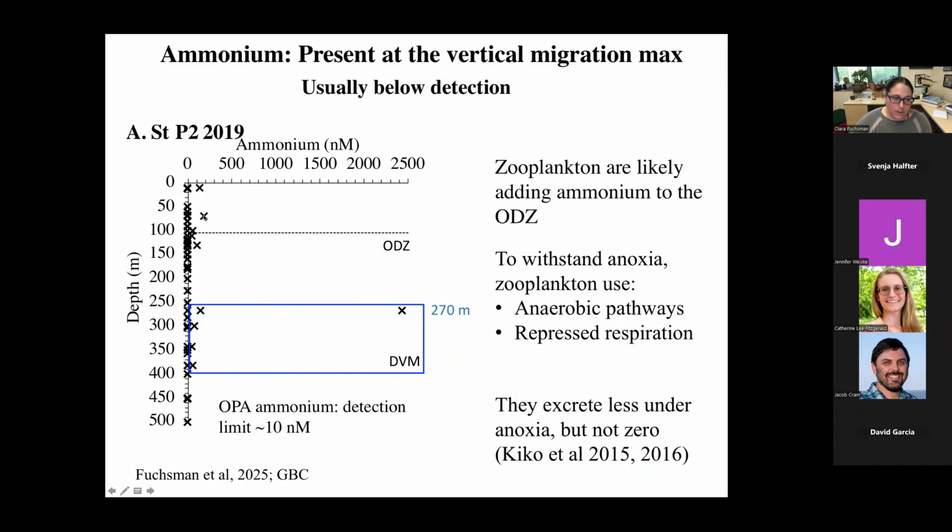So most of these values are often less than 100 nanomolar. And then we have this one that's at 2 micromolar, 2.5 micromolar. So it's just these huge values, and also these, but it doesn't happen all the time. So we would say that zooplankton are likely adding ammonia to the oxygen deficient zone. This is logically possible because to withstand anoxia, zooplankton use anaerobic pathways, and they also use repressed respiration, and they excrete less under anoxia, but not zero. They're still alive. So they are in the oxygen deficient zone, probably excreting ammonia.